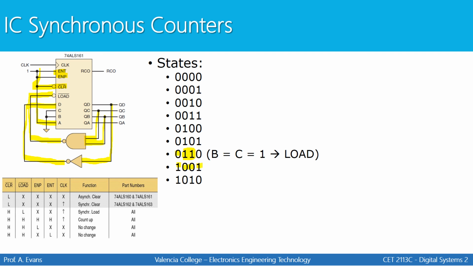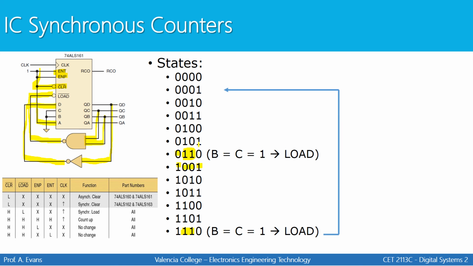So that's 9, 10, 11, 12, 13, 14. Here's the next time B and C are both 1. So we're going to load again. And when we load, we're going to invert D, and then B and C will be the same as before, as will A. So when we load, we actually end up loading 0, 0, 0, 1. And now we fall into a cycle where it's going to continue to count from 0, 0, 0, 1 through these states until it gets here and it does a load. Then it'll count until it gets here and does another load, and we end up in this infinite loop here.